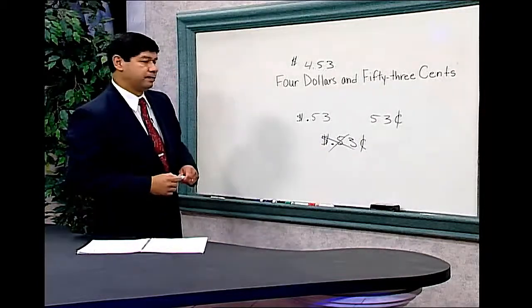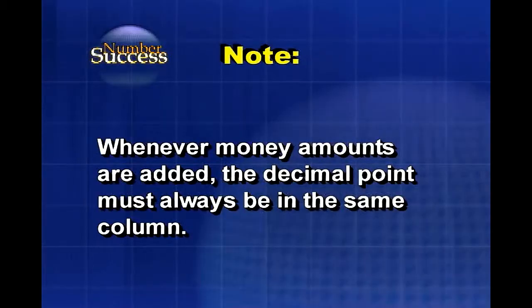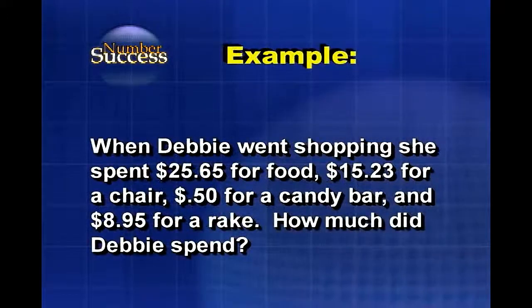it in that manner. And a special note: whenever money amounts are added, the decimal point must always be in the same column. In other words, they must always be aligned. Example: when Debbie went shopping, she spent $25.65 for food, $15.23 for a chair, 50 cents for a candy bar, and $8.95 for a rake. How much did Debbie spend?